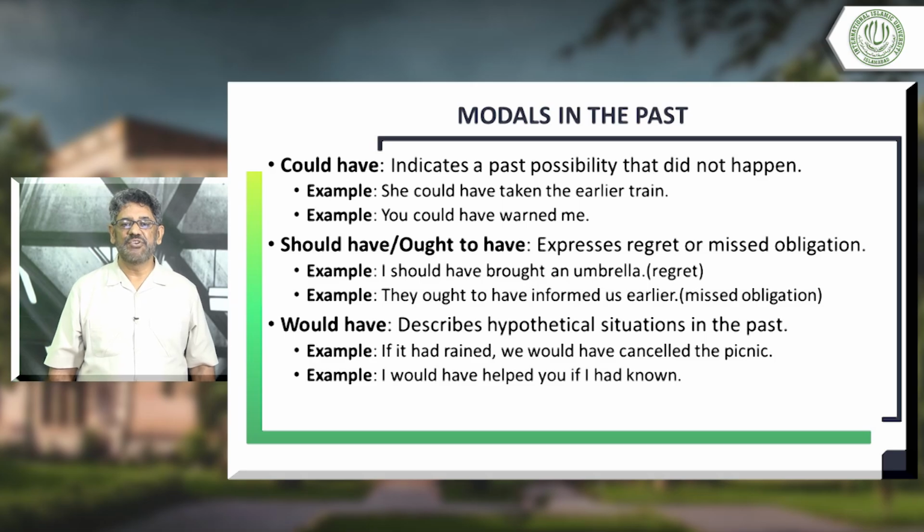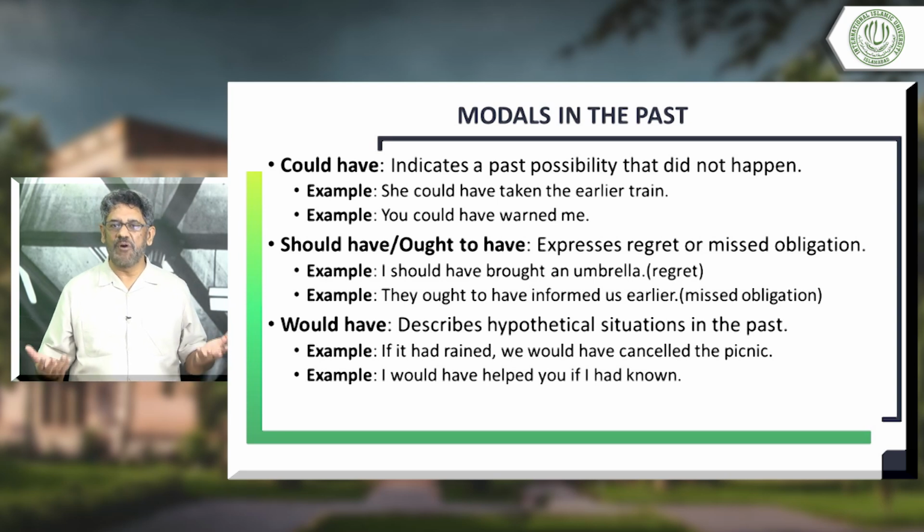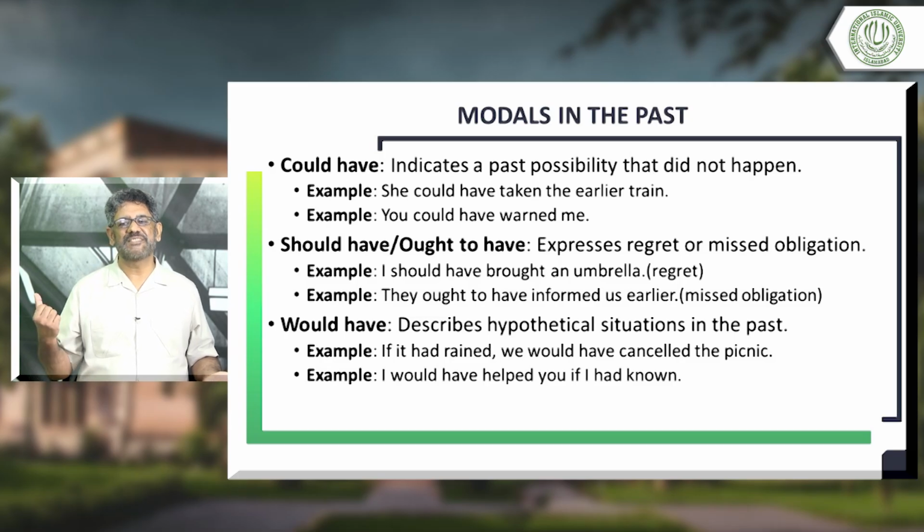Again, another example, you could have warned me. What happened? My friend did not warn me. And I am talking to him now. Look, what happened? You could have warned me at least. You did not warn me. So that was a past possibility that did not happen.